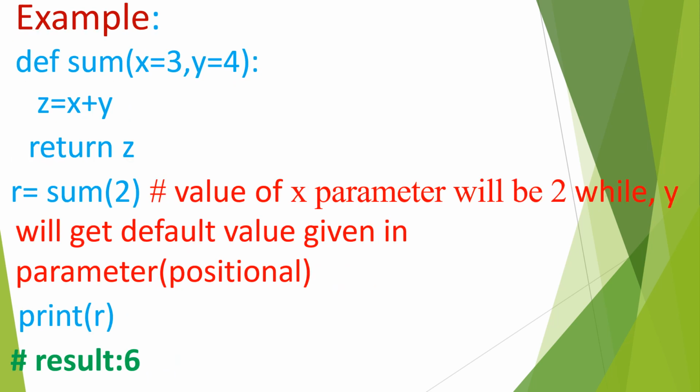In this example, I have taken the same example again, two parameters, both are default parameters, but in the function call I am sending only one argument. This one argument will get copied into the first parameter, acting as a positional argument. The first is the x, so the 2 will move into x and y will use its own value. So the answer would be 2 plus 4, 6.